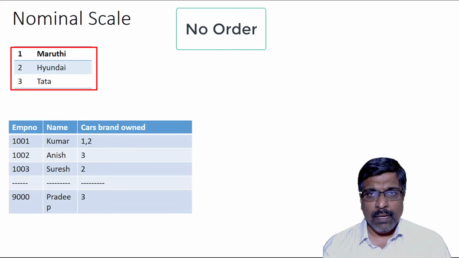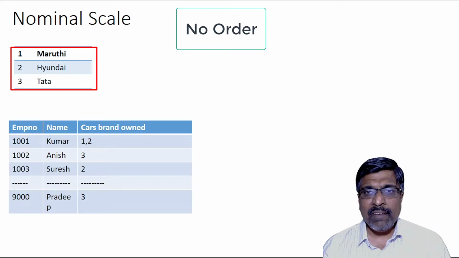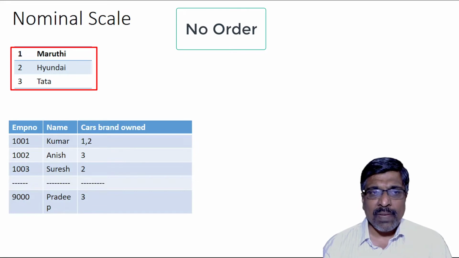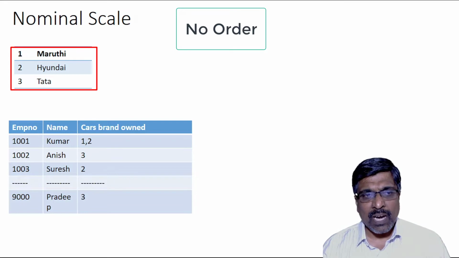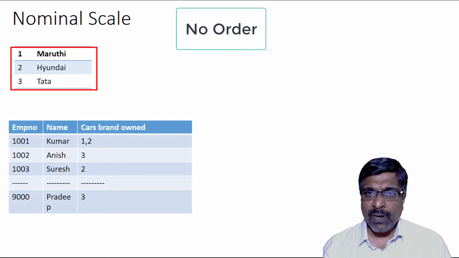Now, it does not mean that Maruti is an inferior car and Tata is a superior car because I have given 1 for Maruti and 3 for Tata. It doesn't work that way. Numbers are used here only for classifying. That's it. It does not signify any order. The nominal scale itself says there is no ordering of data. It does not mean that you put Maruti, Hyundai, Tata in a certain order. You can also use the order Tata, Hyundai and Maruti or any other order you prefer.